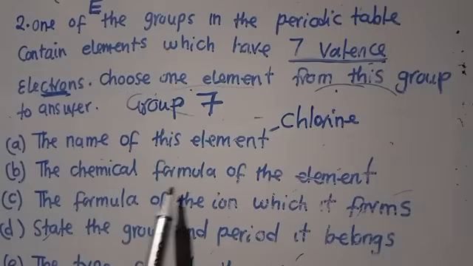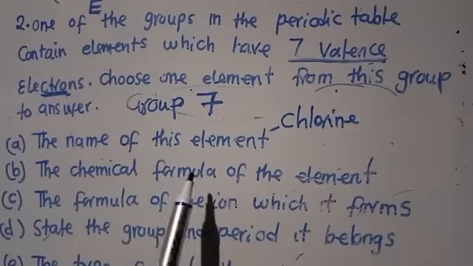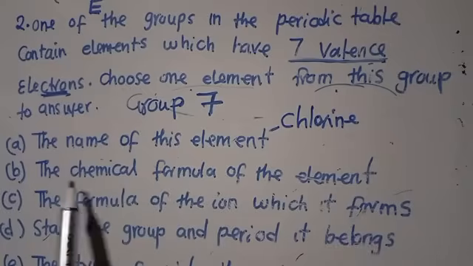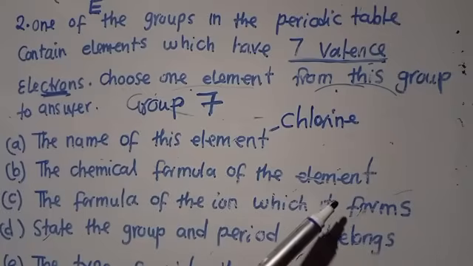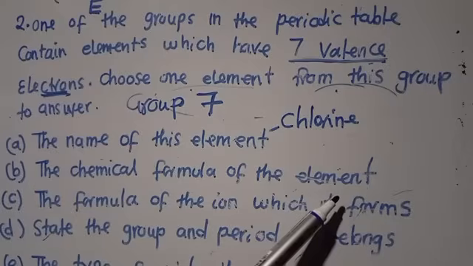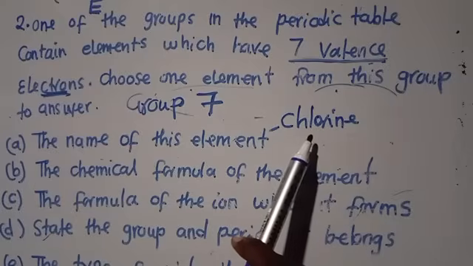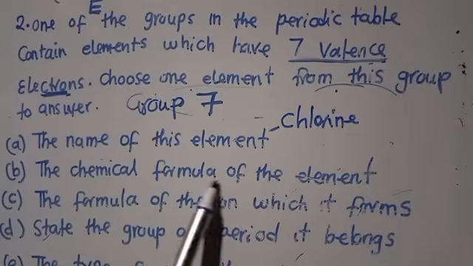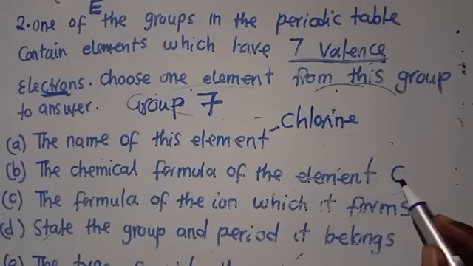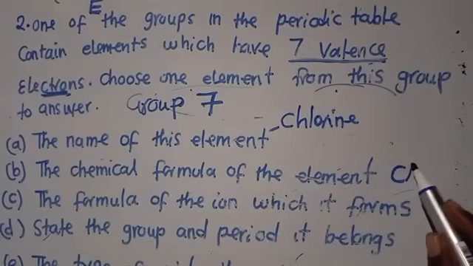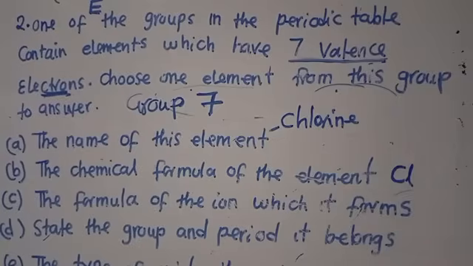And you've seen the questions down here. Even as you pick that element, you need to know the chemical formula for that element. In this case, we've picked chlorine. So what is the chemical formula of the element chlorine? It is just like this, capital C, small l. This is what you are supposed to do. So this is the chemical formula.